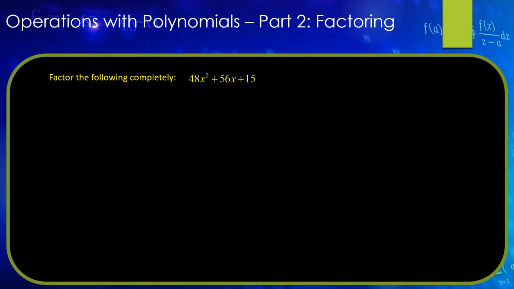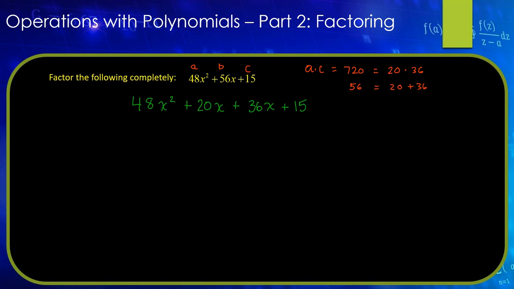So I'm going to have to leave the numbers as is, and considering that 48 is A, 56 is B, and 15 is C, A times C is 720, so I want two numbers to multiply and give me 720, and when I add them together, give me 56. And as you can see, the two numbers that would fit that description would be 20 and 36. So the 56x in the middle is what I want to split into 20x plus 36x, and so I would have this rewritten like this.